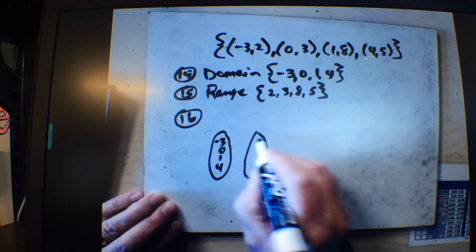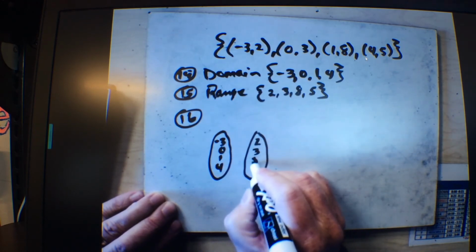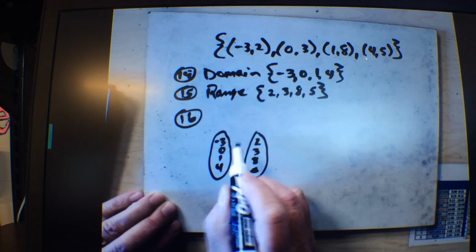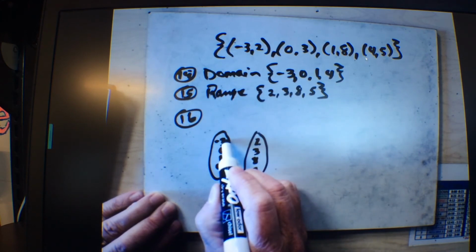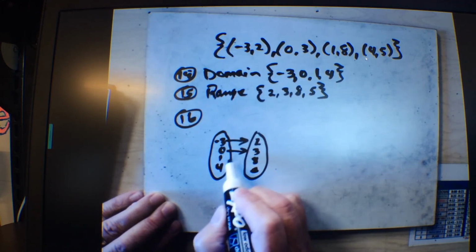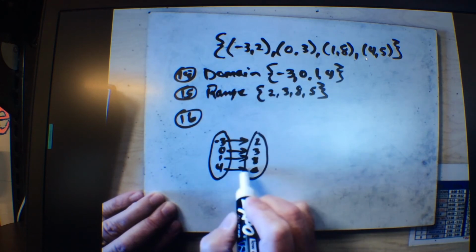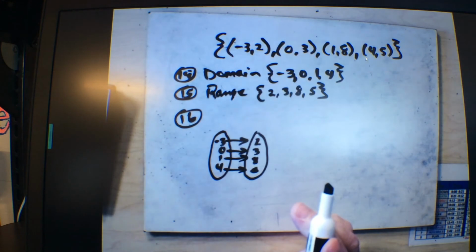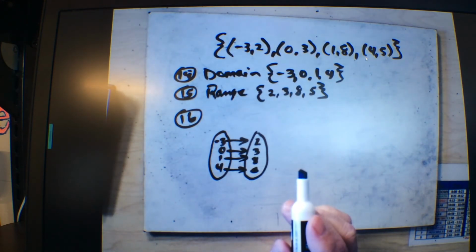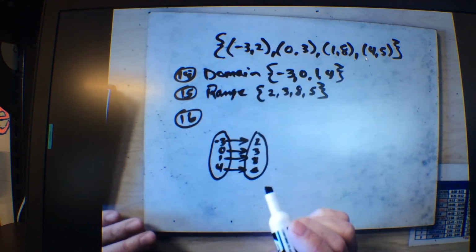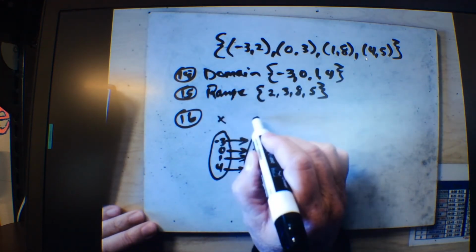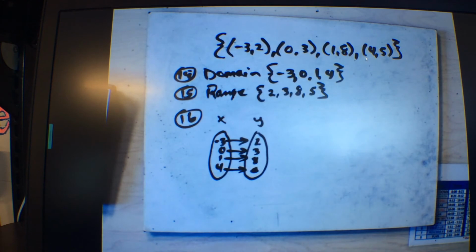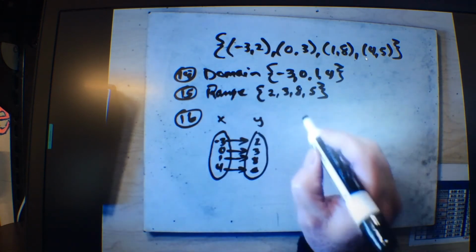It doesn't matter what order, right? And then 2, 3, 8, 5. And then I would just match it. So -3 to 2, 0 to 3, 1 to 8, and 4 to 5. Is there anything missing? Allie? Yeah, this has to be X and this has to be Y. Could you have domain and range? You can have either one, but you got to have something up there.